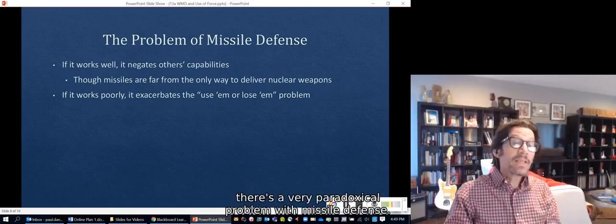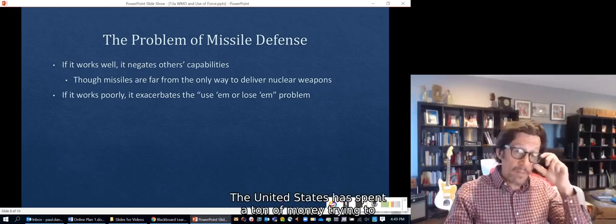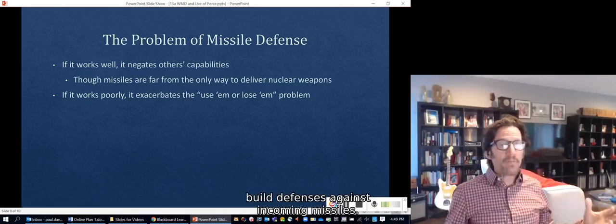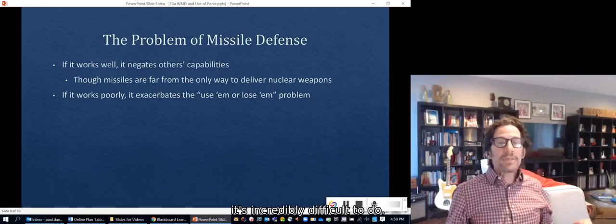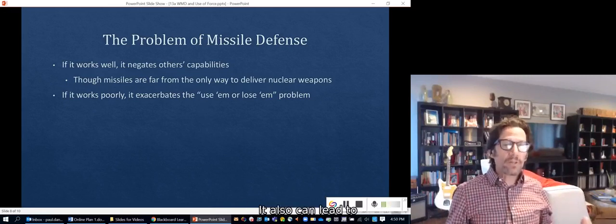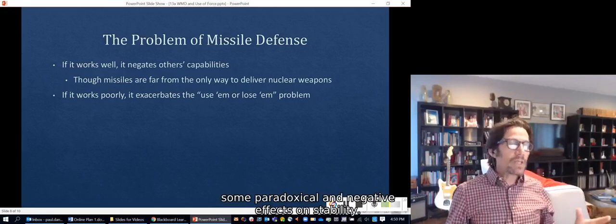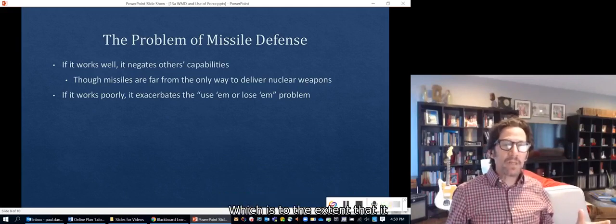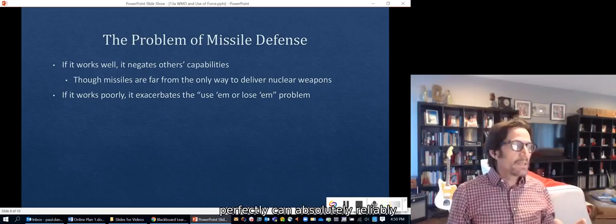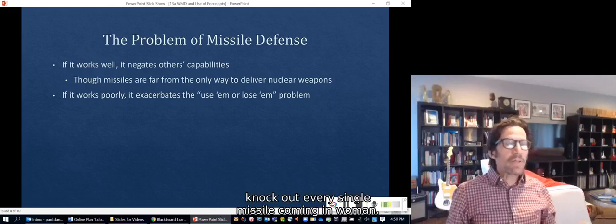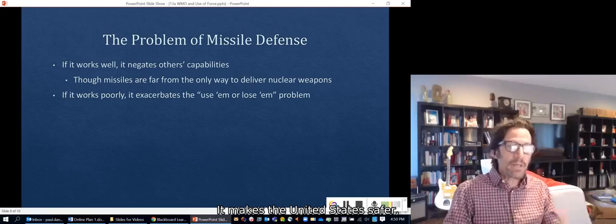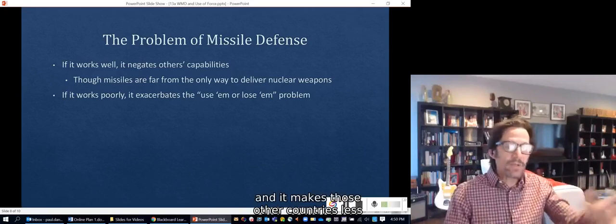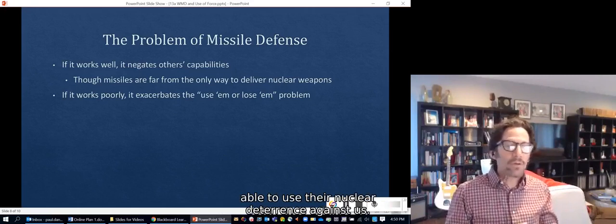Similarly, however, there's a very paradoxical problem with missile defense. The United States has spent a ton of money trying to build defenses against incoming missiles. Besides the fact that technically it's incredibly difficult to do, it also can lead to some paradoxical and negative effects on stability. To the extent that it can absolutely reliably knock out every single missile coming in, well then great, it negates other people's offensive capabilities, it makes the United States safer, and it makes those other countries less able to use their nuclear deterrence against us.